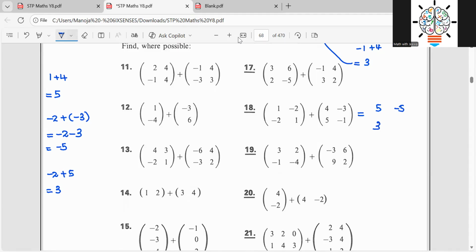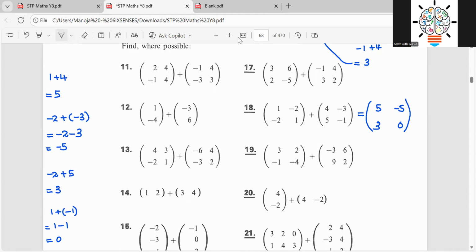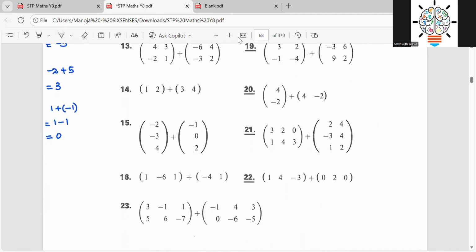And the next working, 1 add negative 1. And that is 1 minus 1. The answer is 0. So I write 0 here, and then I use the curly bracket. I want to double check. 1 plus 4, 5. Negative 2, negative 3, negative 5. Negative 2, positive 5, positive 3. 1 minus 1, 0. Right. So likewise, before moving to the next one, you do it in your mind, right? So then we'll see that we have something like this.